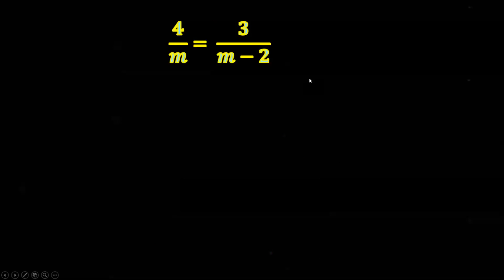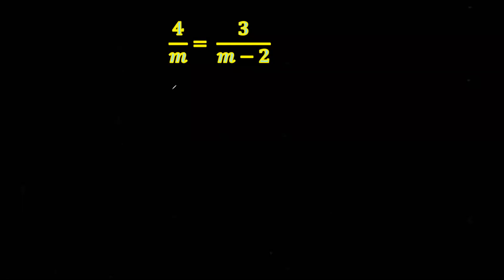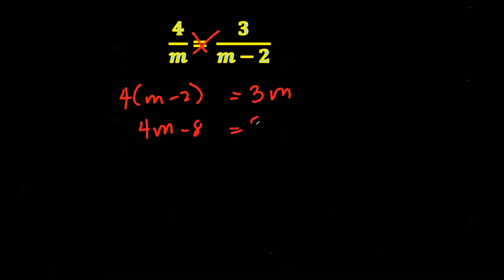All right, I want you to try this one. You can pause the video and then try to solve this third example. So, again, we will do the cross multiplication or cross product, 3m. So, 4m minus 8 is equal to 3m. And then decide what side will you put the variable. So, in this case, mas malaki si 4m compare kay 3m. So, ang mag-a-adjust si 3m.